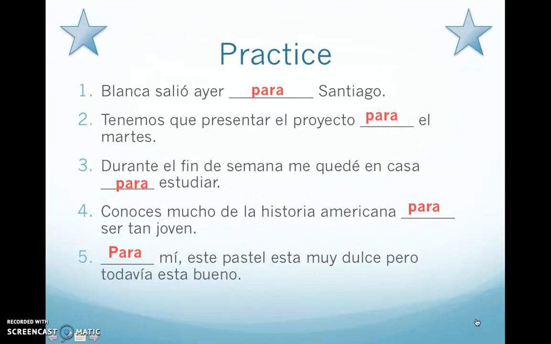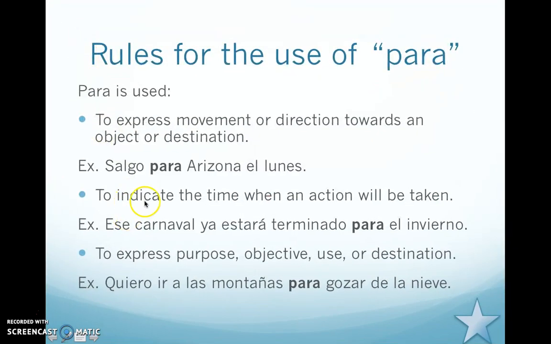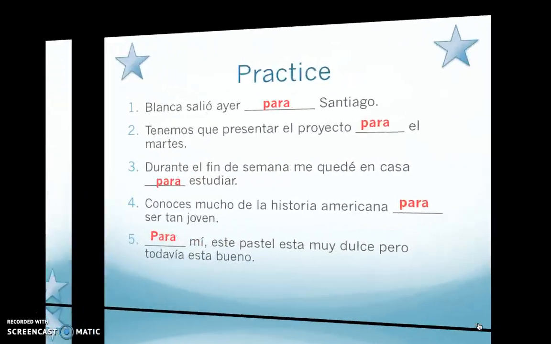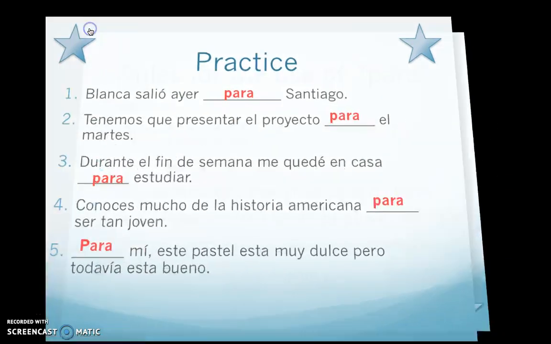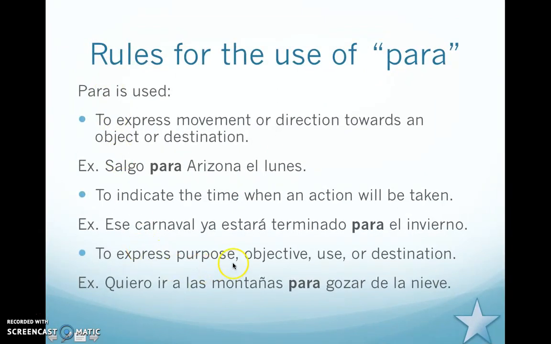Number 2. Tenemos que presentar el proyecto para el martes. Here we can see that it is expressing time when something will be done, following our second rule, to indicate the time when an action will be taken. Number 3. Durante el fin de semana me quedé en casa para estudiar. This is stating the reason why he or she stayed home, therefore expressing the purpose, which is our third rule, to express purpose, objective, use, or destination.